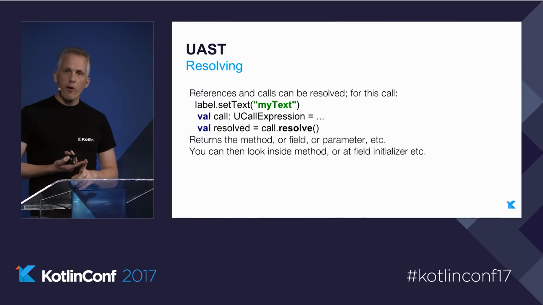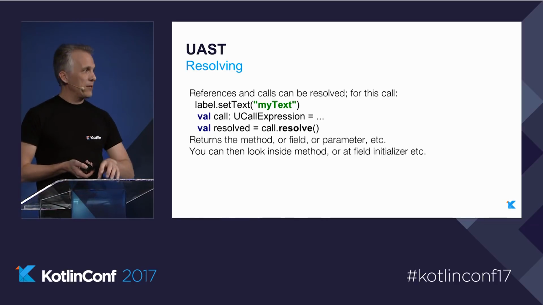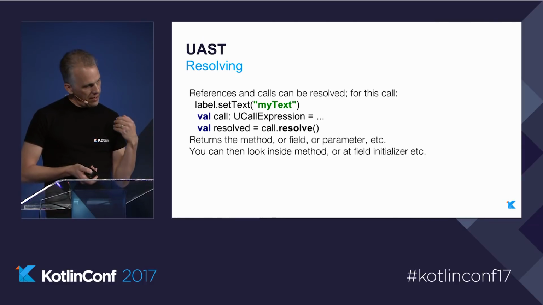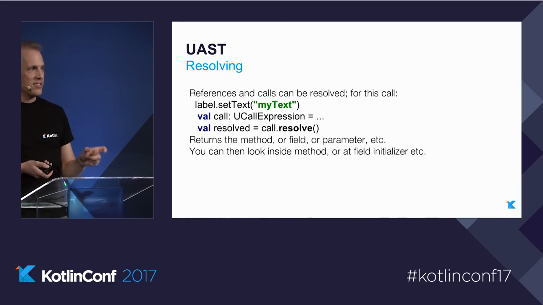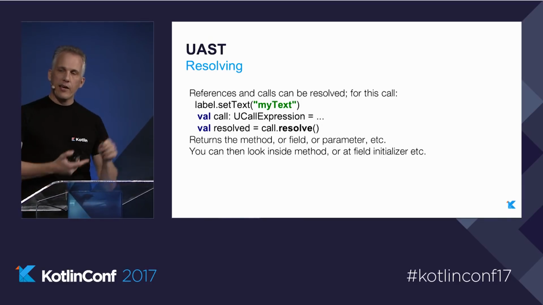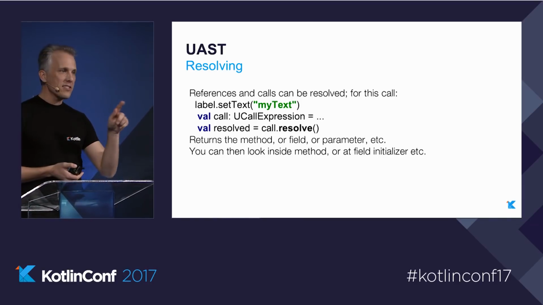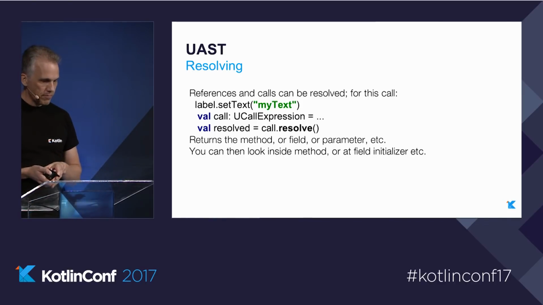One really powerful part of UAST is that it can resolve references, including to things outside your source file. So let's say I have a call into a label variable that's pointing to a setText method. If I call resolve, this will basically point me to the method that this is calling. And I get that back, and I can now look at the containing class, I can look at the parameter list, and I can even look inside that method. And several lint rules do just that.